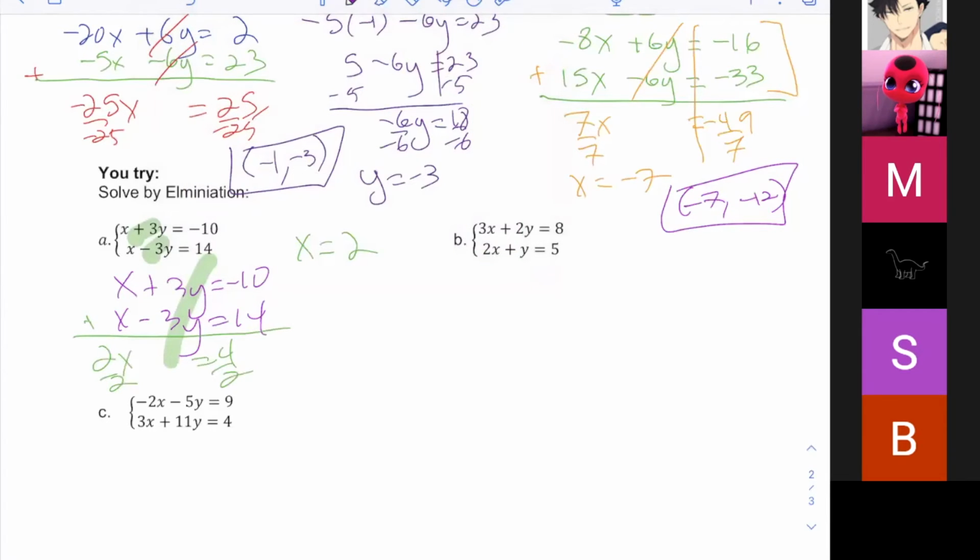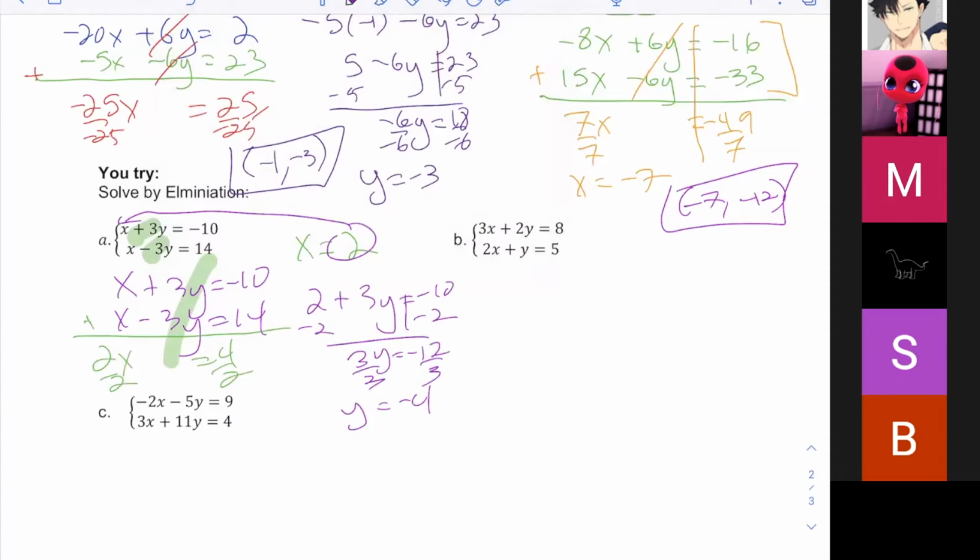Now I take this 2 and I substitute it back in to solve for y. So 2 plus 3y is equal to negative 10. Subtract 2, subtract 2. 3y is equal to negative 12. Divide by 3, y is equal to negative 4. So this is 2 comma negative 4. Okay. In the virtual world, how many guys got that for the first one?